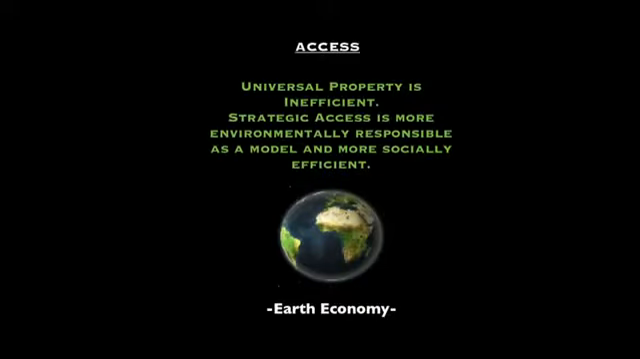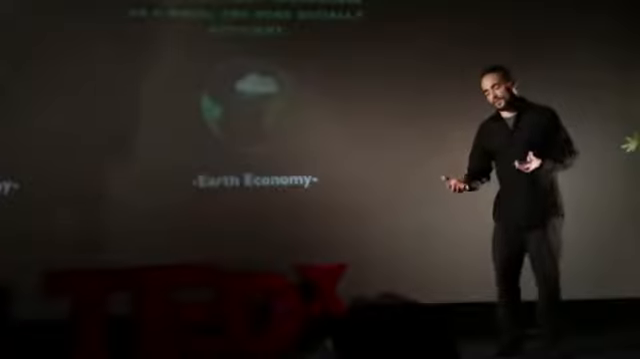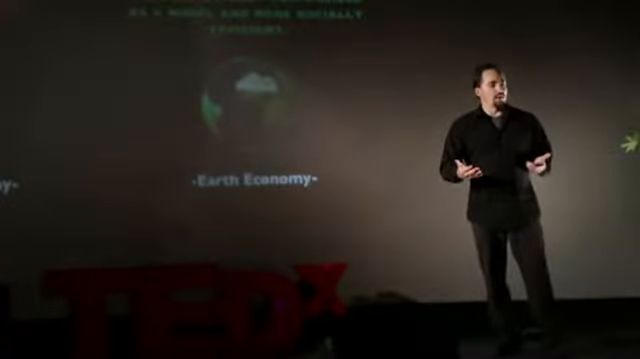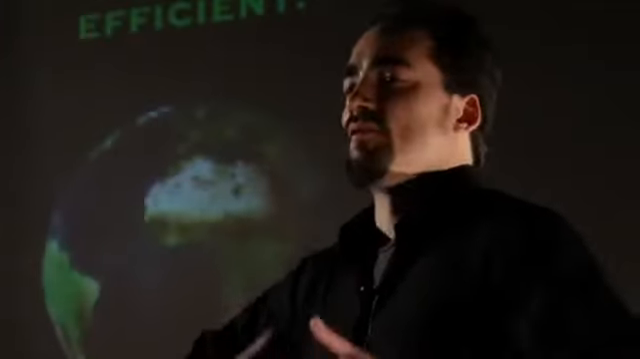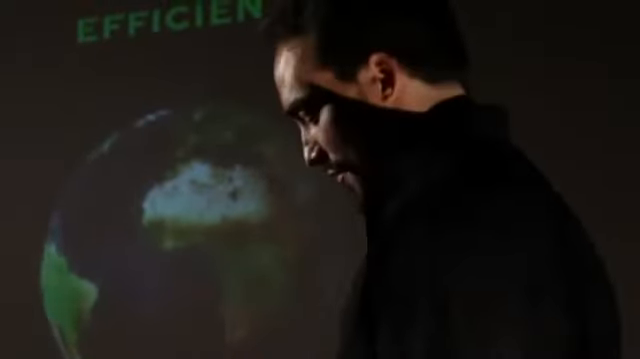What about the use of goods? What about access? The natural environment demands access. Universal property is inefficient. Strategic access is more environmentally responsible as a model and more socially efficient. If you have a car that you drive maybe 40% of the time, why not let the other 60% be used by somebody else? You create a system of access and use. That's environmentally responsible.